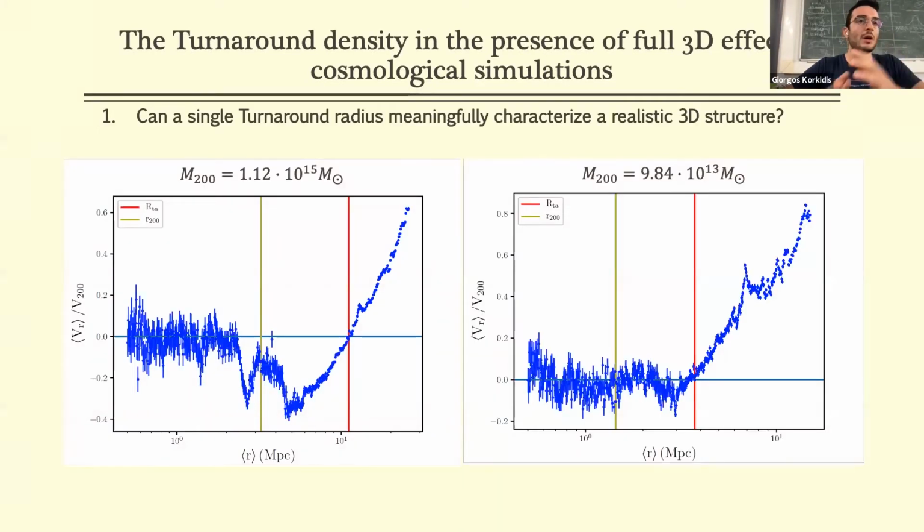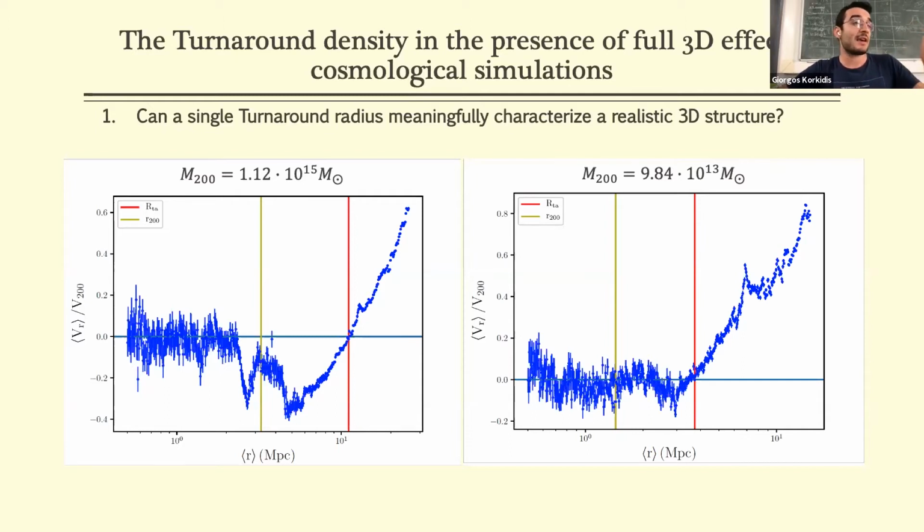And so here we see in these two figures two such profiles. These stand for individual halos, one for a halo with a mass at overdensity 200 of 10 to the 15, and another for about 10 to the 14 solar masses. So we have a cluster and a very big cluster, actually.